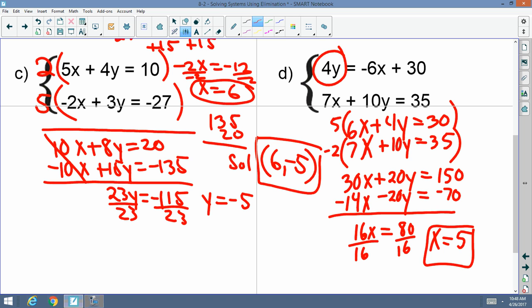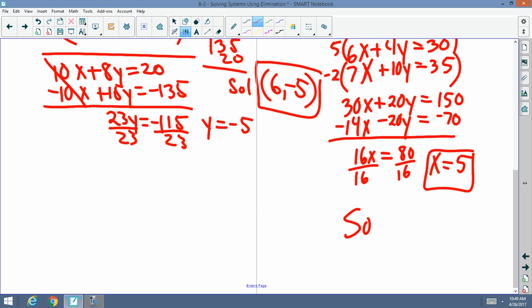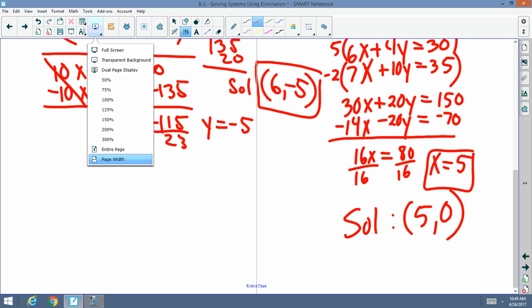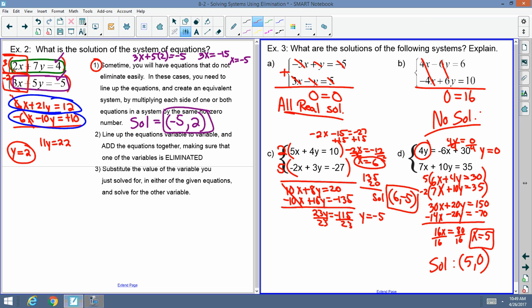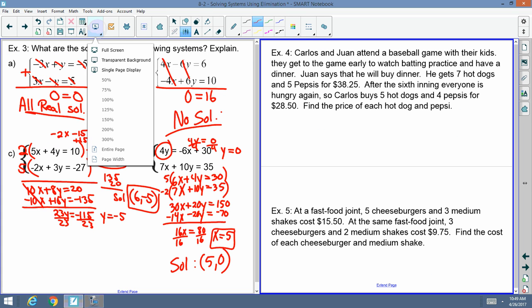Now that x equals 5, I would plug it into this top one, right? Because you already have a y here. That's what I would do. So I go 4y equals, that's negative 30 plus 30 is 0. So y equals 0. So my solution is 5, 0. Does that make sense, guys? Not bad, right? Okay. May I continue? Because now comes the fun part. Okay? All right. Don't stress.